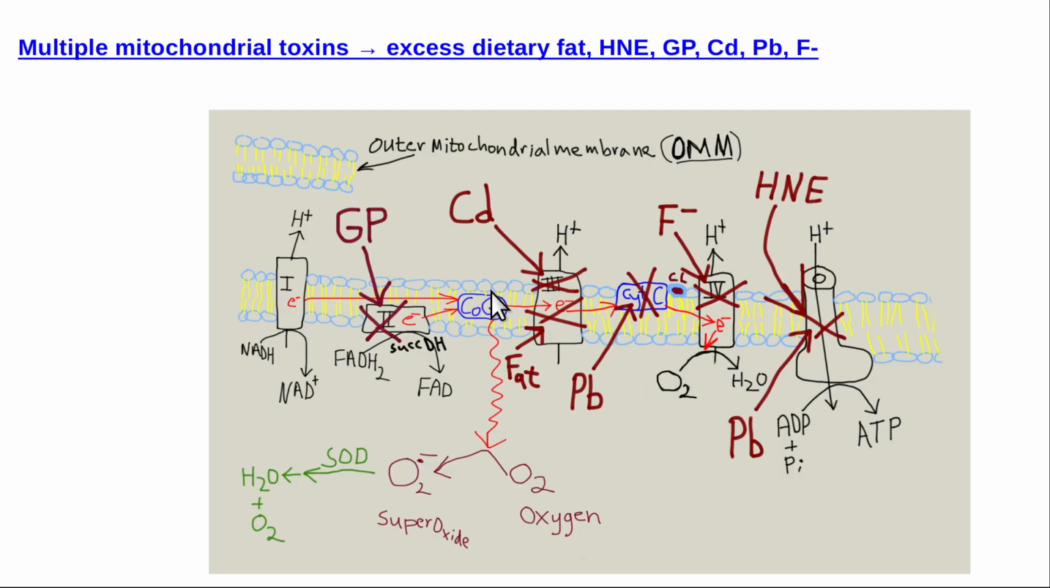And then just to make a point, there's a lot of things that inhibit electron transport into mitochondria, including glyphosate, the herbicide, cadmium, excessive dietary fat, especially saturated fat, lead, fluoride, hydroxynonenal. So all these things, and atrazine does this, we talked about that in a recent lecture. All of these things are going to worsen mitochondrial function and increase insulin resistance.